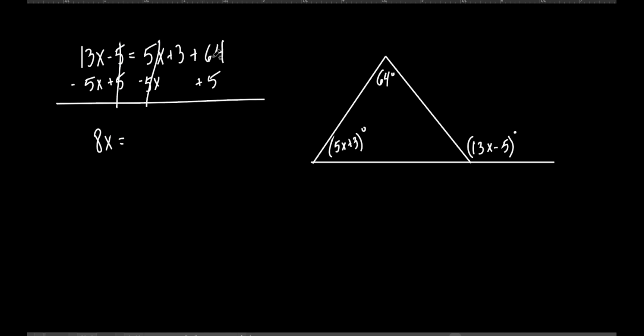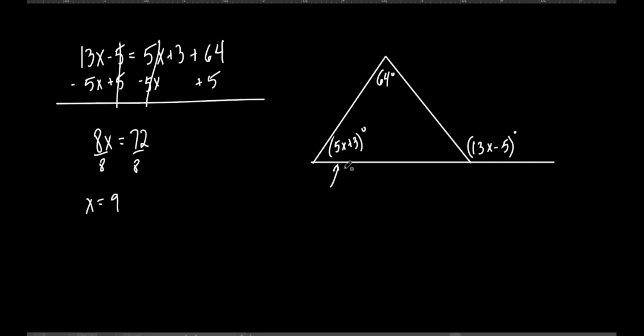Let's do this. 64 plus 3 is what? 67 plus 5 is 72, right? And then divide by 8. x is 9. Is that my answer? Do I quit? Do I go on to the next one? No, because they're asking for the angles. They're asking for all the angles.